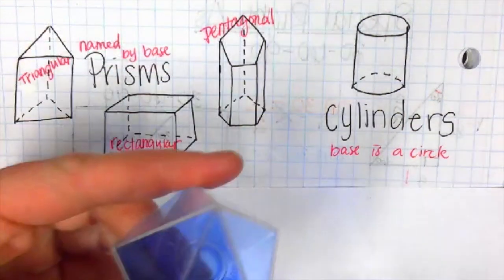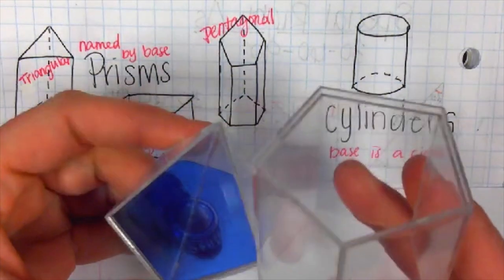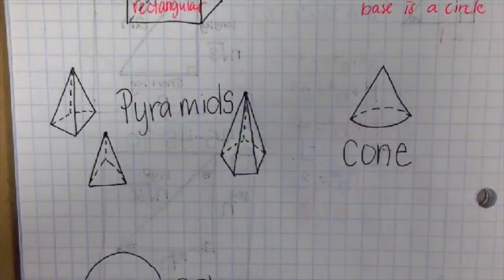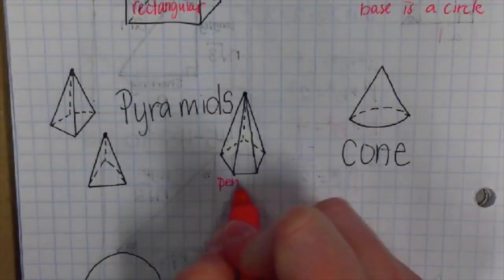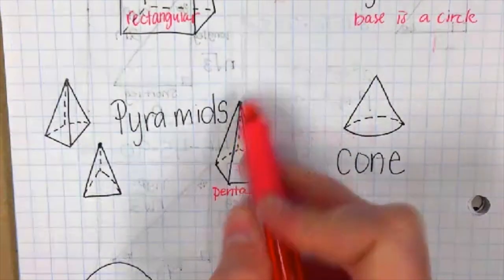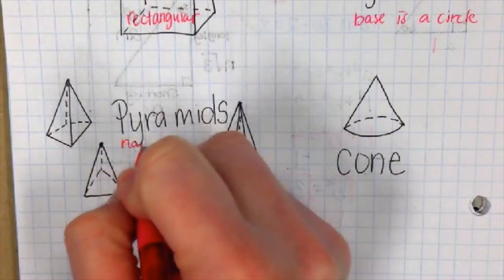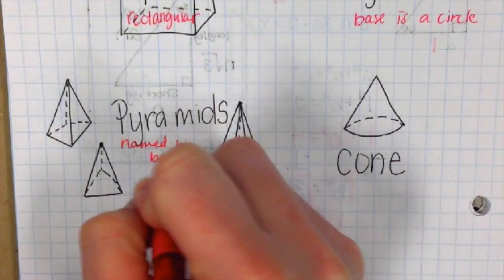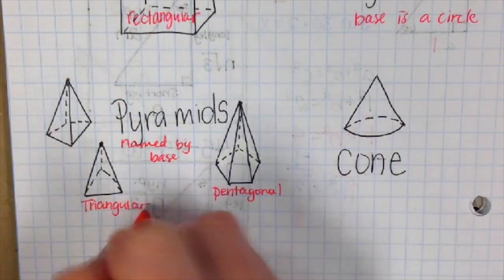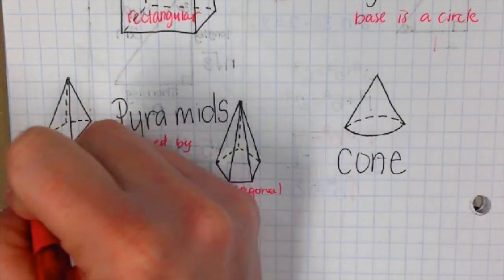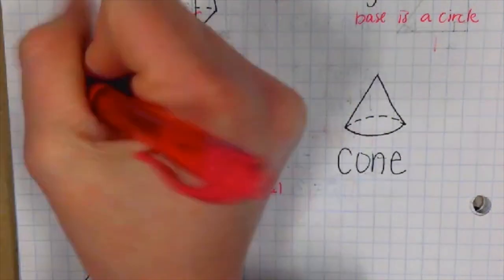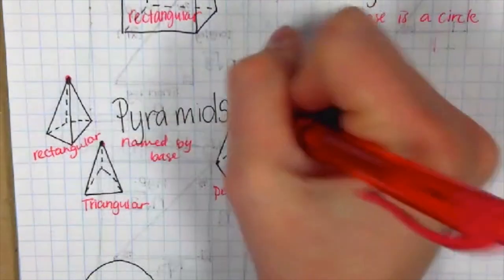Sorry, I have a note on my hand of stuff that I need to buy. So it fits inside. You'll notice down here I have pyramids. This one is called a pentagonal pyramid. Again, same thing, they're named by the base. This one is a triangular pyramid. This one is a rectangular pyramid. Notice pyramids always come to a point like that.